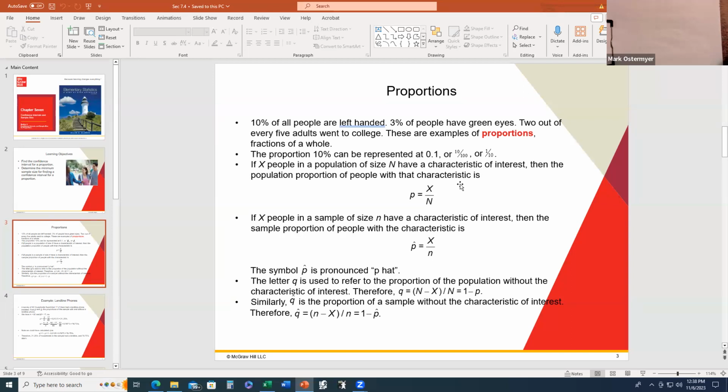If X people in a sample of size lowercase n have a characteristic of interest, then the sample proportion denoted as P with this little hat symbol. So that's a little hat symbol above the P that represents the proportion of a sample. So P hat is equal to X, the number of objects or items that have a trait of interest, divided by the size of the sample.